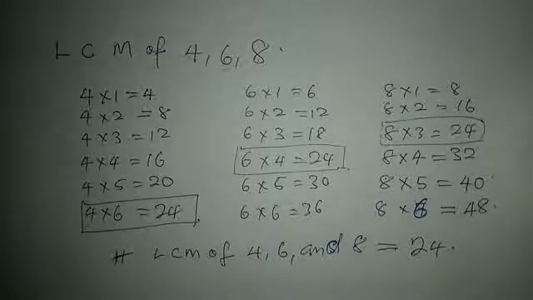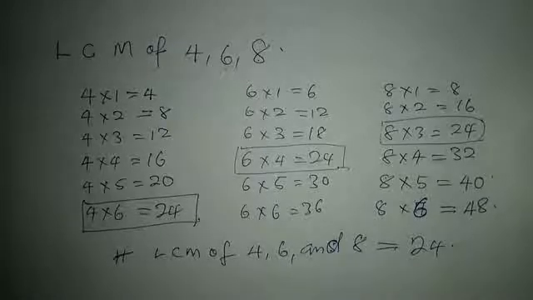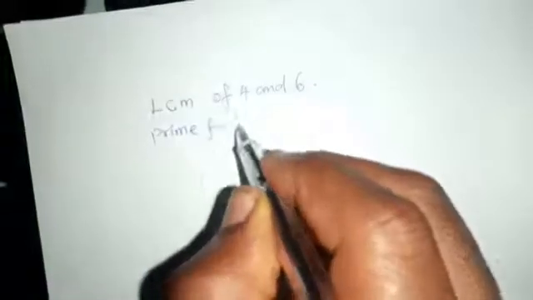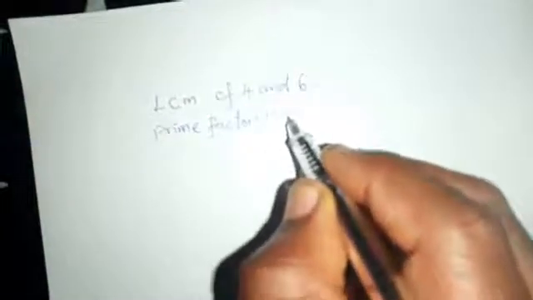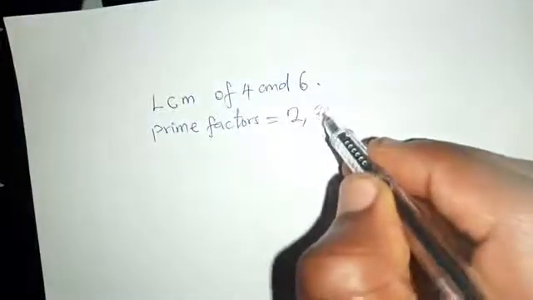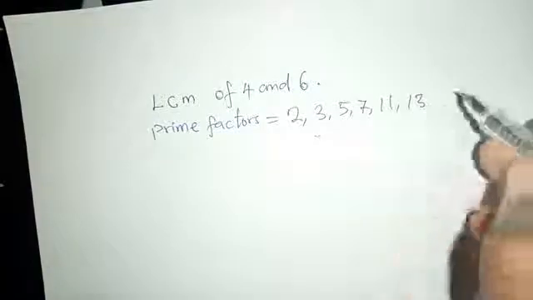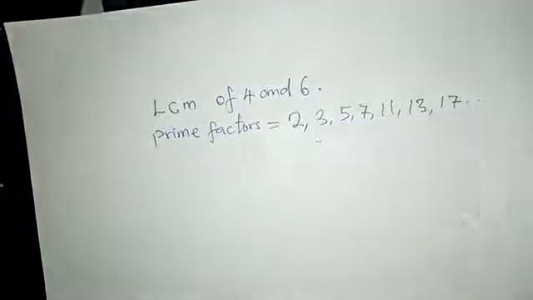Let's use another method for finding this LCM. What are those prime numbers? Prime factors. They include 2, 3, 5, 7, 11, 13, 17, and keep going to infinity.